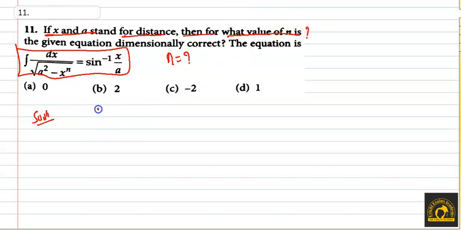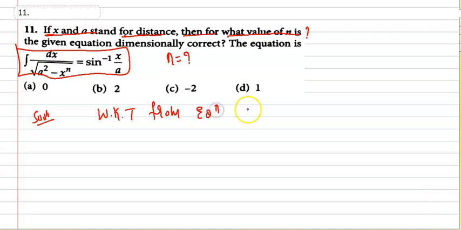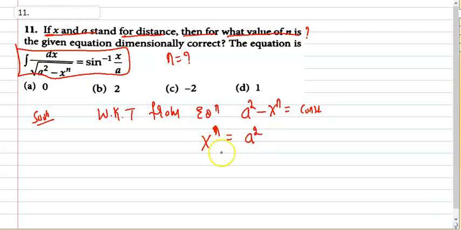We know from the equation that a squared minus x to the power of n is constant. So according to the principle of homogeneity, x to the power of n is equal to a squared. Therefore n is equal to 2. So option B is the correct answer for this question.